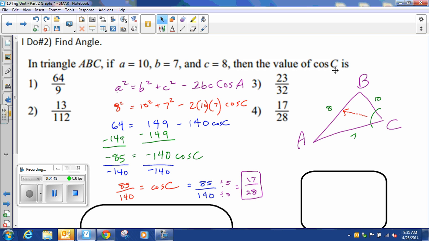Now, if they were to ask what is the value of C, then you would do inverse cosine or arccosine of this fraction, and it would give you the degree. But in this case, we know the answer is 4.